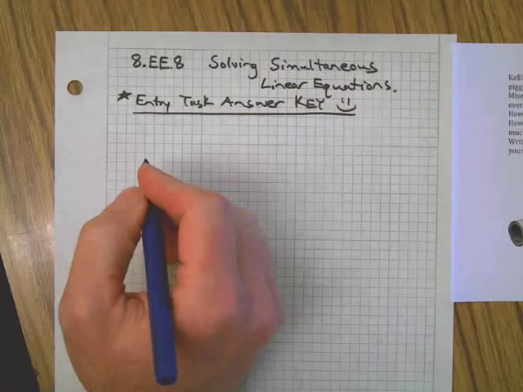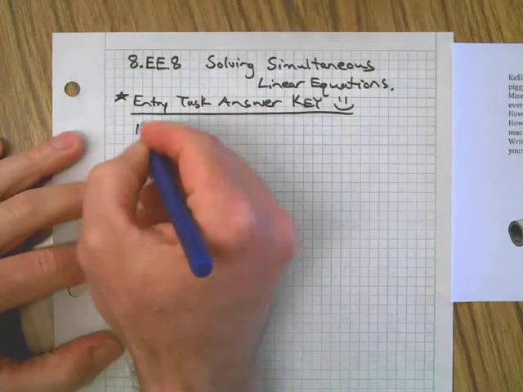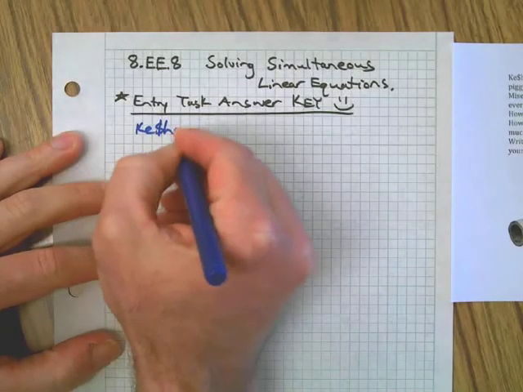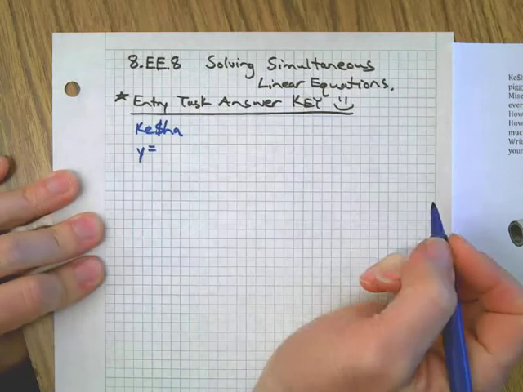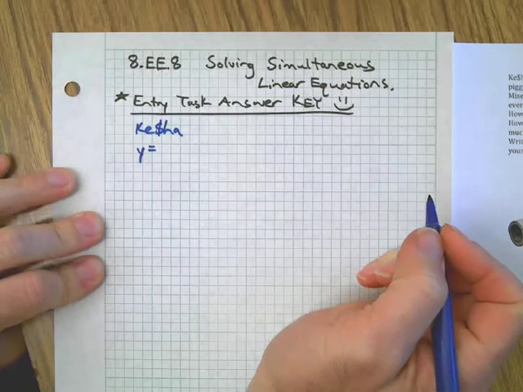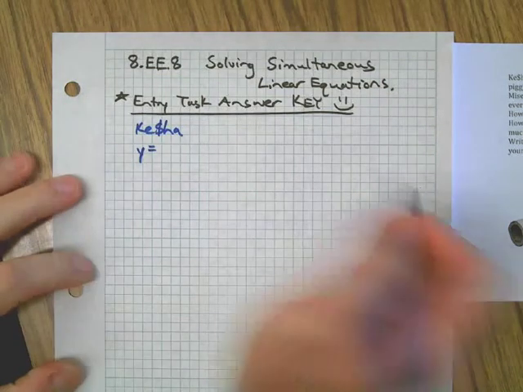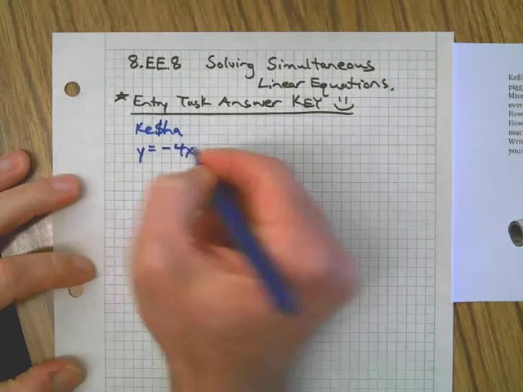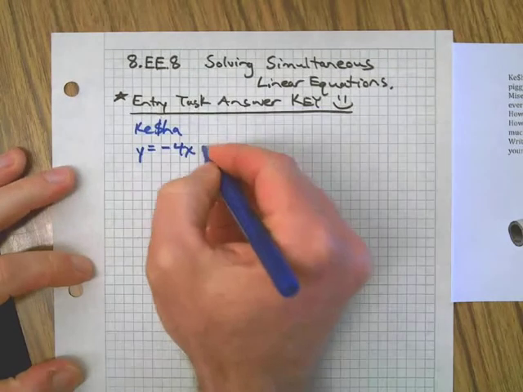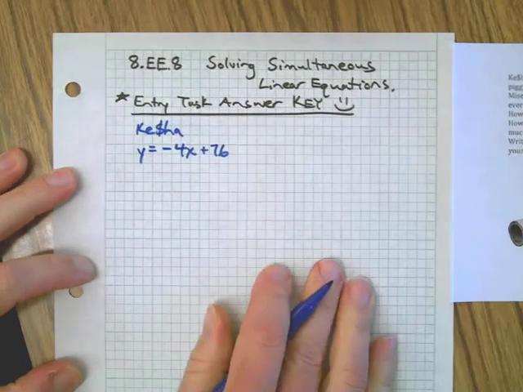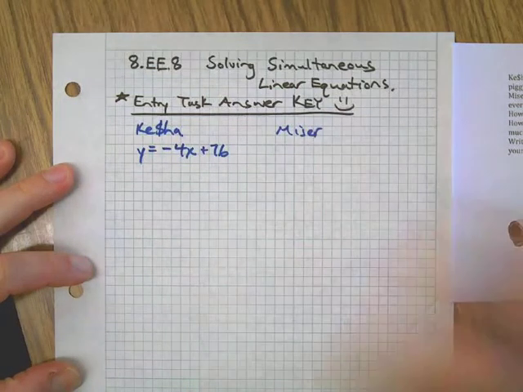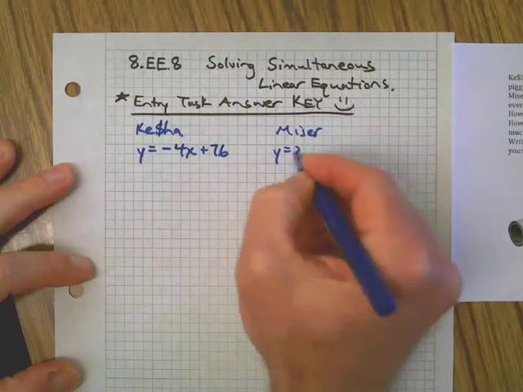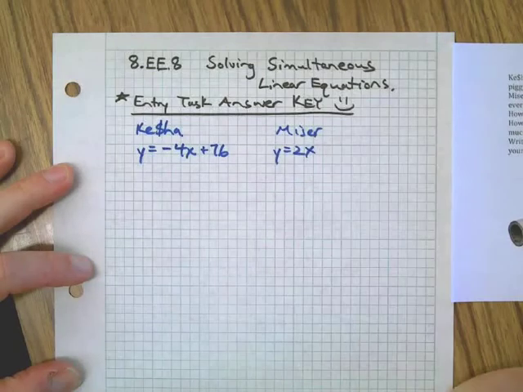So Kesha, the hardest part is making the dollar sign for the S. Here we go. In y equals mx plus b form, she spends $4 a day. That's a negative. And she has $76. Okay. Next we have Miser. And he earns, that's a plus, $2 a day, and he has $16 in his piggy bank.